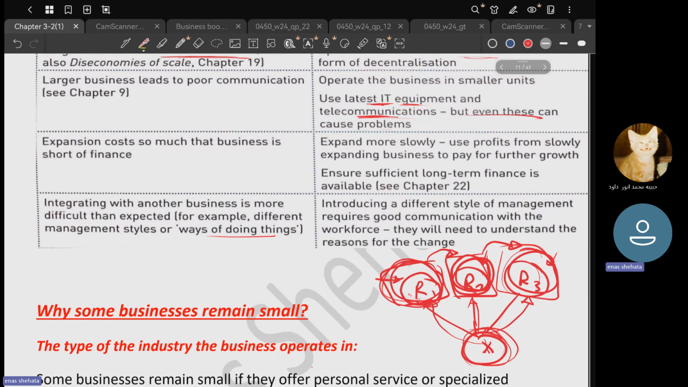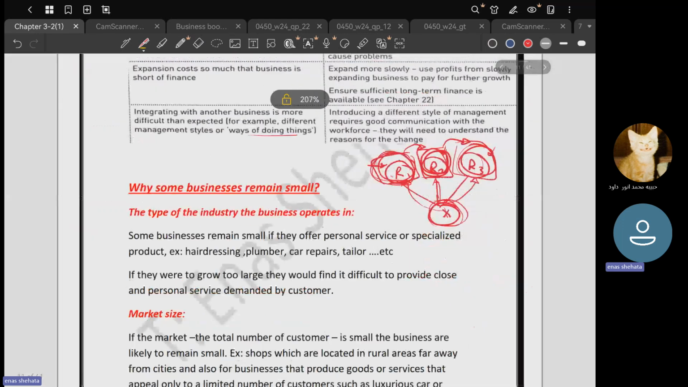For example, region 1 used to use manual work, used to make manual production. But I want to use machines. So I have to explain. I have first to have good communication with them and explain to them why machines are better than manual work. It gives me high quality, it gives me accurate results, it reduces wastage that I may get. So I will try to convince them about the new method that I may use.